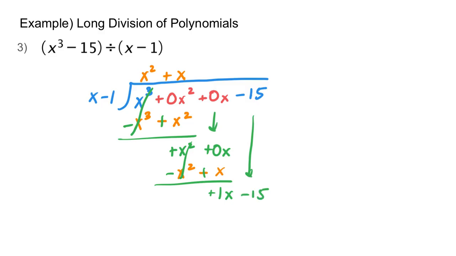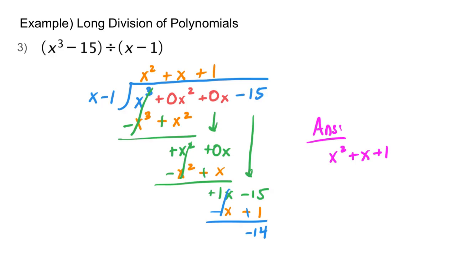Again, what times x will give me x? That one's the easiest one, just a 1. That'll give me x minus 1. I'll go through and I'll change my signs. And I will end up with negative 14 as my remainder. So my answer to this problem: x squared plus x plus 1 plus negative 14 over x minus 1.